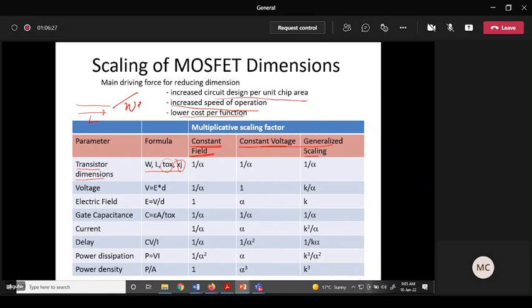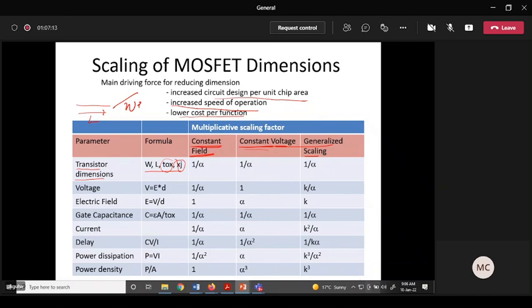What about the constant voltage approach? In this approach, you reduce the voltage in the same proportion. Sorry, I am telling the wrong thing. You don't need to reduce the voltage, because if you reduce the voltage in the same proportion, you will get the constant field. You reduce the dimension but don't change the voltage. So if today's MOSFET I am driving with 1.1 volt, in the next node, by next node I mean when I reduce W and L two years down the line, I will keep the supply voltage the same. So that is the constant voltage approach.